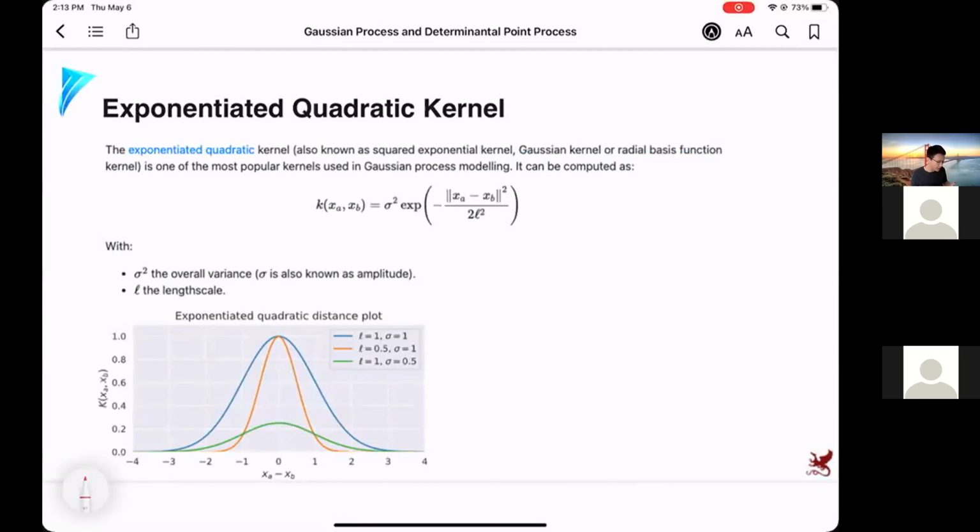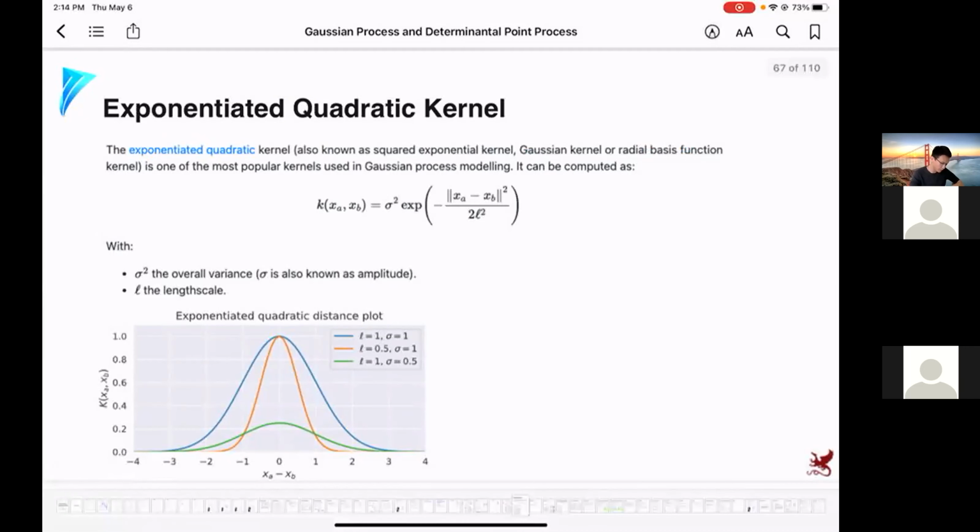Also, I can change another parameter, sigma. If I still start with L equals 1, sigma equals 1, but I reduce the sigma to 0.5, in this case, I'm saying that in general, all of these points won't have a very big influence on each other. Their covariance won't be that high. So they are more independent. I guess the idea of this Gaussian kernel is pretty intuitive.